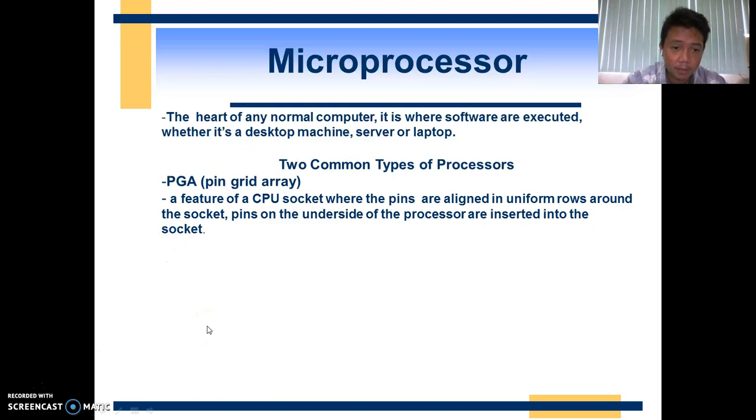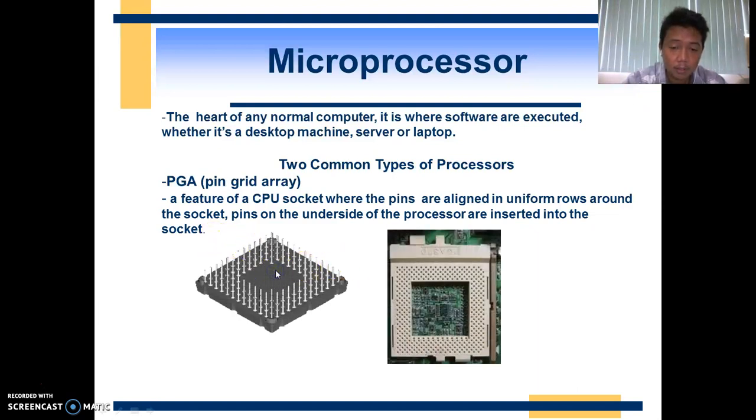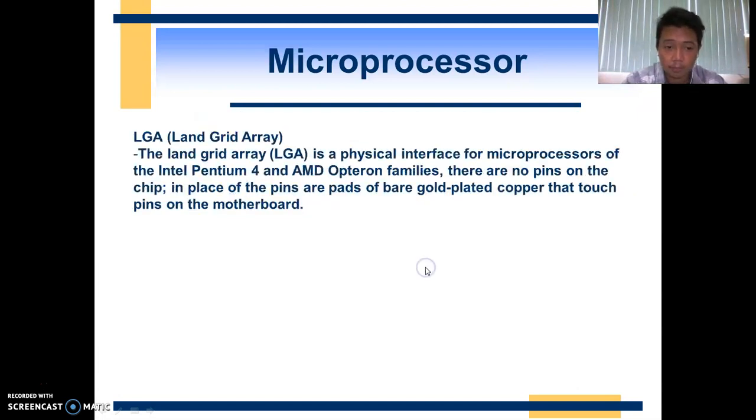Next is the microprocessor, the heart of a normal computer, where software is executed, whether in a desktop machine, server, or laptop. Two common types of processor. PGA, pin grid array, a feature of CPU socket where the pins align in uniform rows to socket pins on the underside of the processor into the socket. This is the sample PGA image. And this is where you put the PGA on the motherboard.